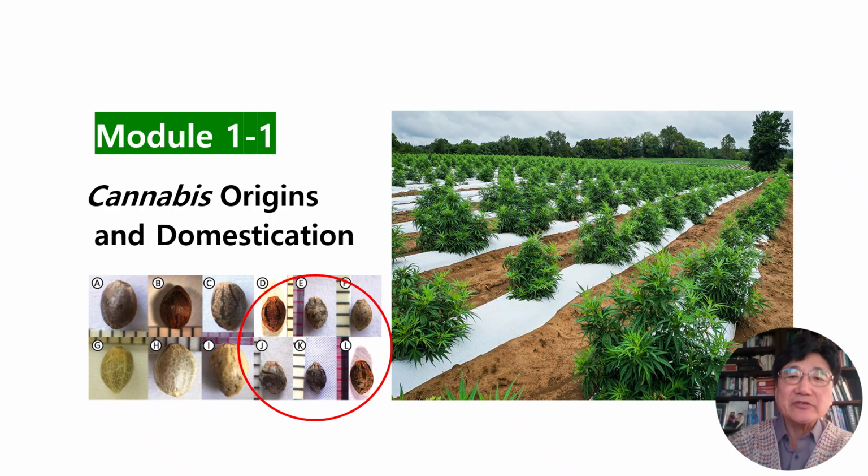Today, as the first lecture, I will talk about cannabis origins and domestication. Since ancient times, cannabis has been extensively utilized by humans for a variety of uses. Cannabis has been an integral part of human life because its domestication continues into the present. As you can see here in the red circle, wild-type cannabis seeds are significantly smaller than domesticated seeds, visible on the left.